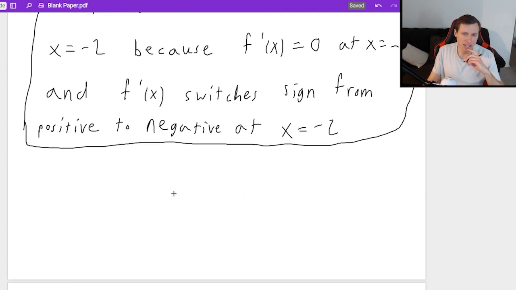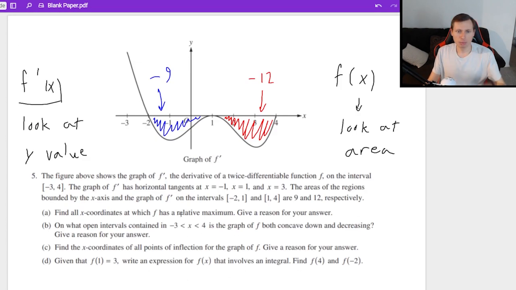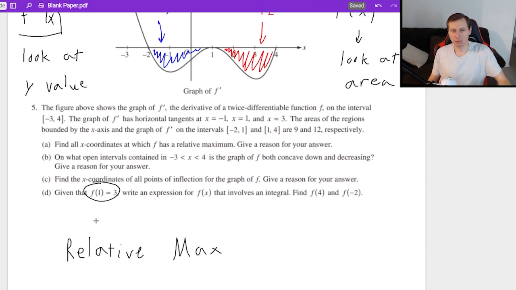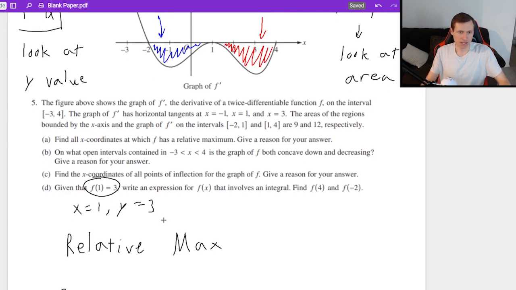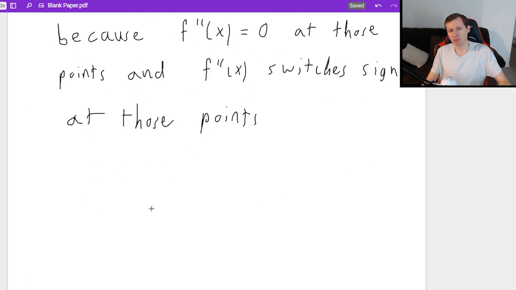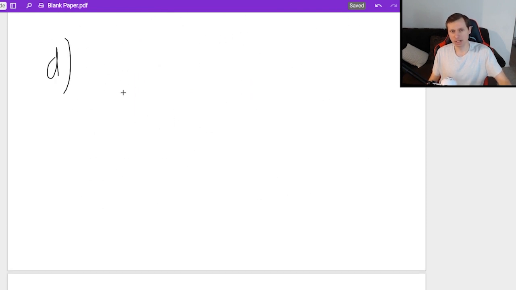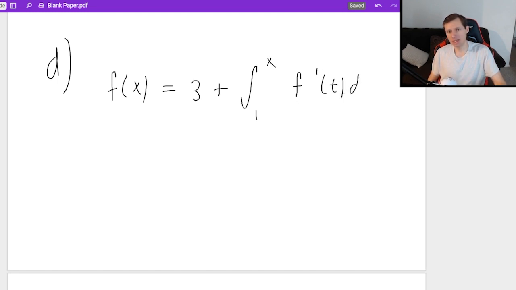So first, setting up the integral, I do want to point out the fact that f of 1 equals 3 is important. That's our starting point. Our starting point is x equals 1, y equals 3. And the reason why that's important is because when I write f of x for part D, I'm going to write f of x, my original function, is equal to my y value, which was 3, plus the integral from my bottom bound, which is the x point 1, to my top bound, which is the variable x, of f prime of t dt.